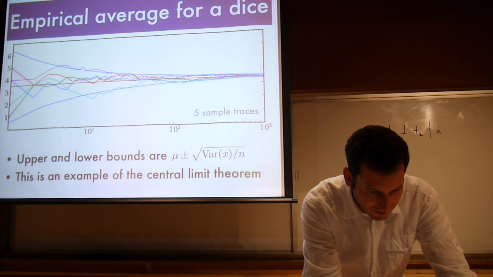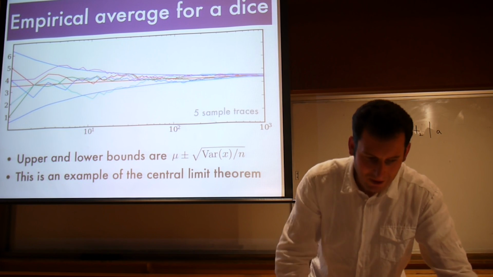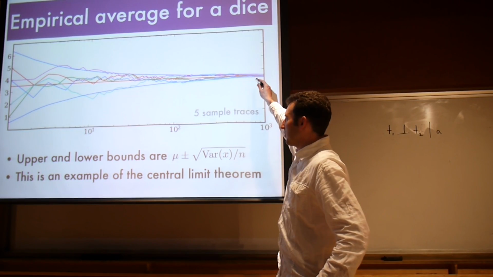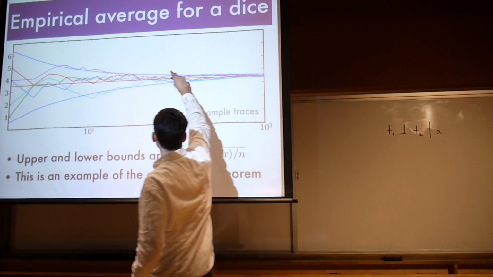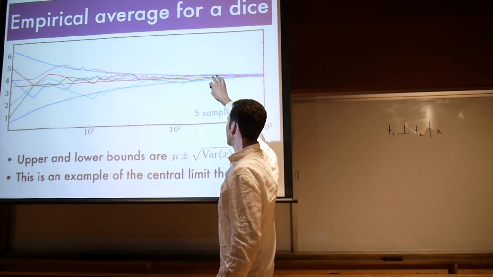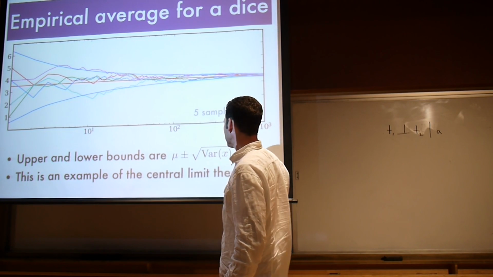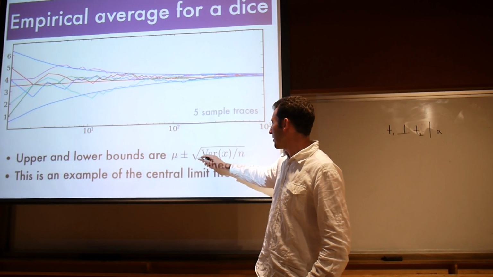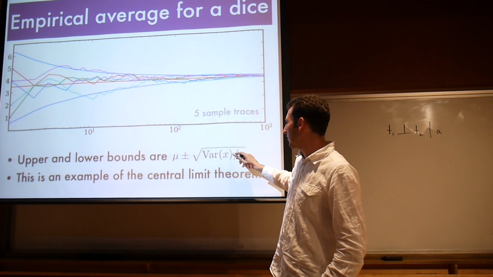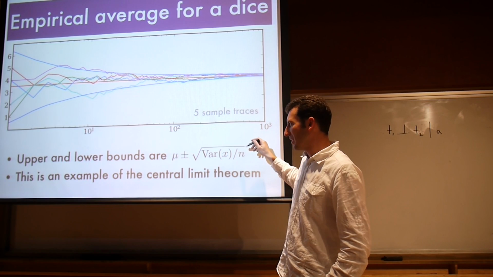So the interesting thing is that if you look at the empirical average for a dice, it's the same curve as before. I've just drawn 5 samples. You can see it actually fits very nicely into this blue curve. And what we're after is how we get this blue curve. I can already tell you that much, that these upper and lower bounds are basically the square root of the variance of the random variable divided by sample size.